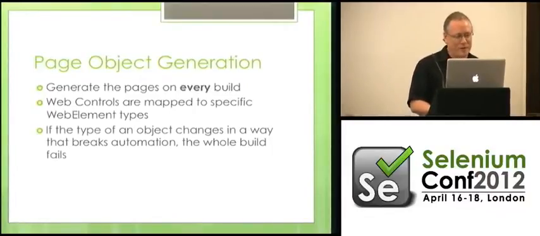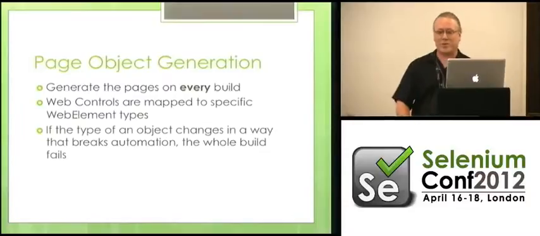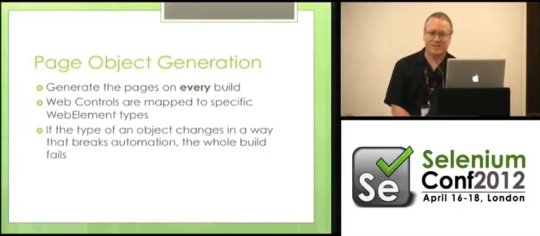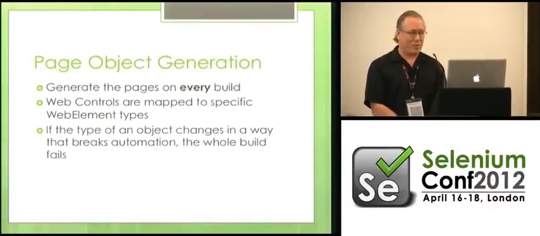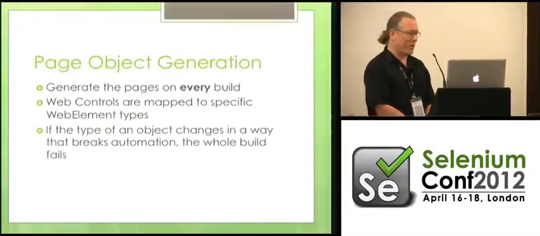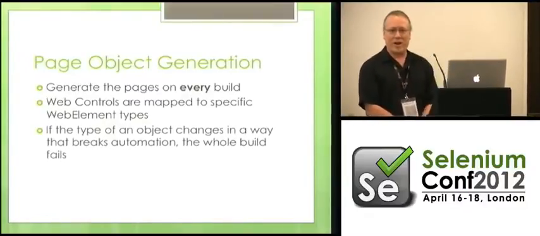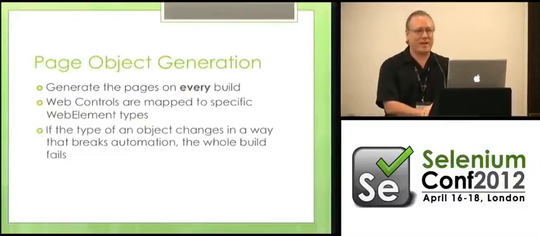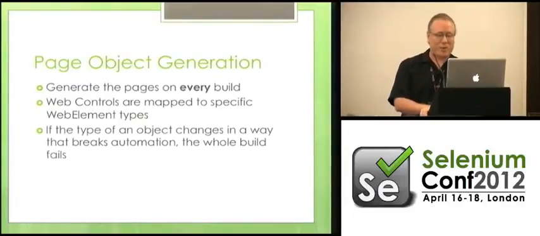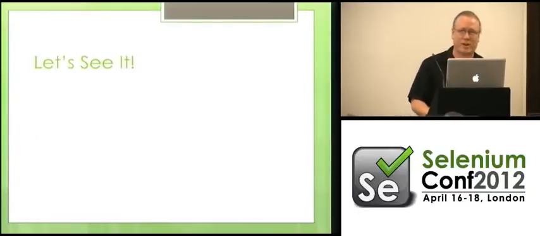So here's what our solution was. We wanted to generate the pages. And by that, I mean exactly what it sounds like. We wanted to get to a point where every time a change was made in the interface, we would get handed a new page object which represented the new state of that page. The web controls would be tightly mapped to web element types, and if it changes in a way that breaks an automation, the whole build will fail. That sound awesome? Who's with me?